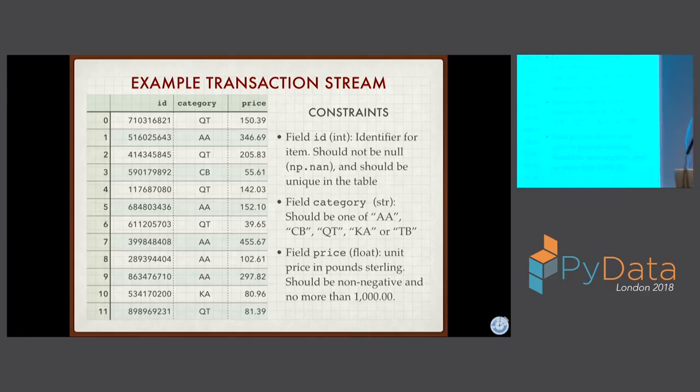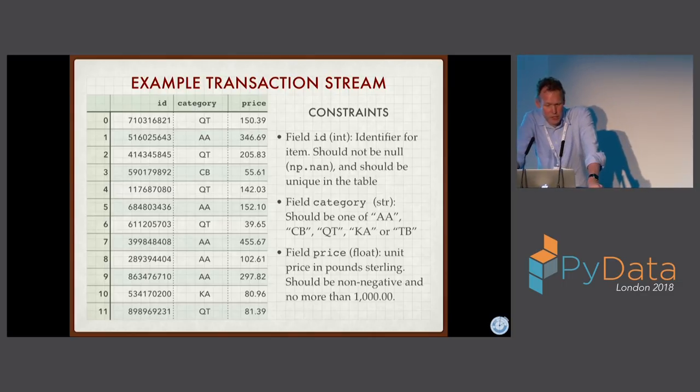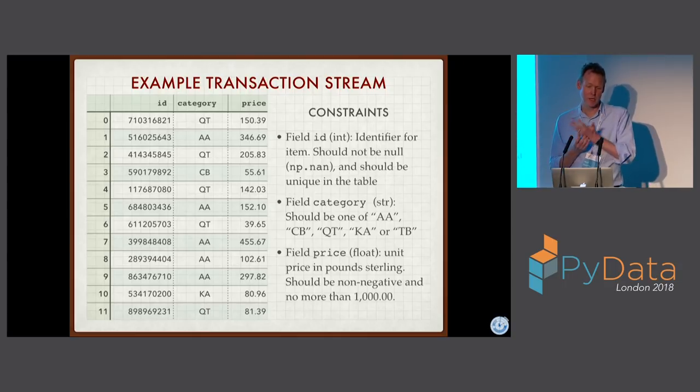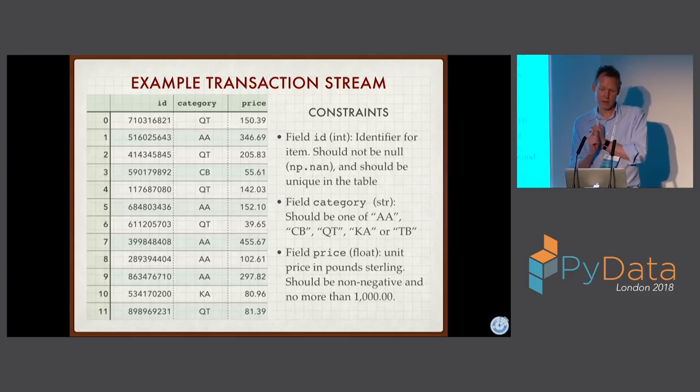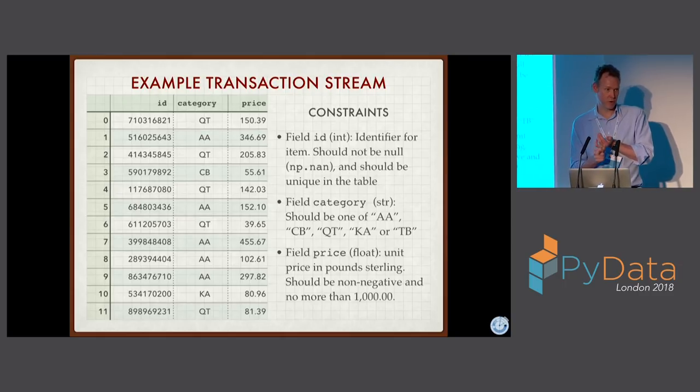So in this case, we've got an ID field that's an integer. And the constraints: one of the simple approaches to anomaly detection is to define constraints and define things that fail the constraints as possible anomalies. So here we're going to say the ID shouldn't be null. That's almost always the case. So in a pandas context, it shouldn't be a NaN. These are transaction IDs, so they ought to be unique in the table. If we get repetition, something's gone wrong, so we would want to detect that as an anomaly.